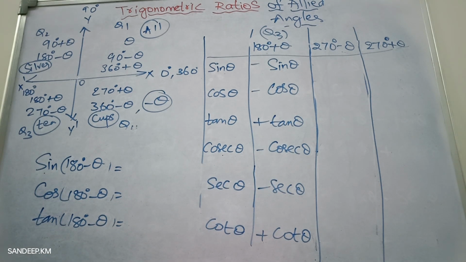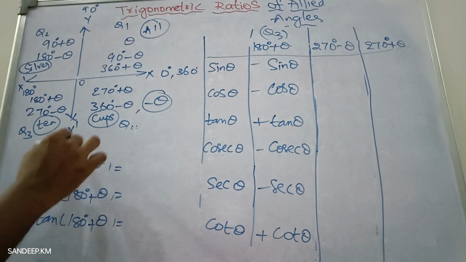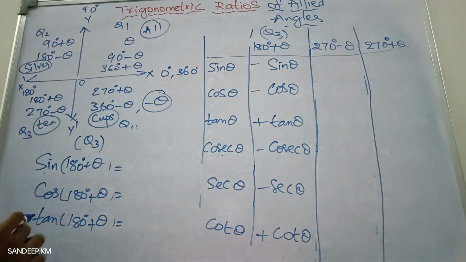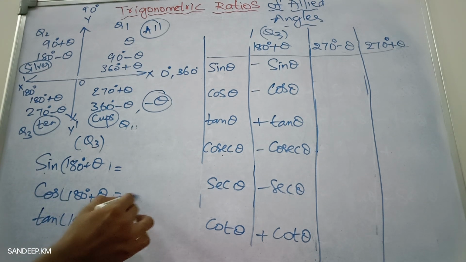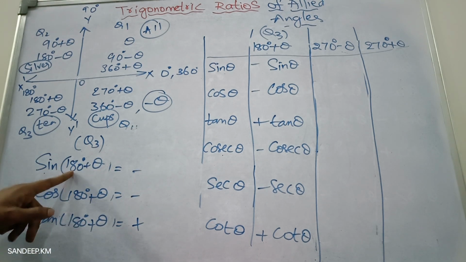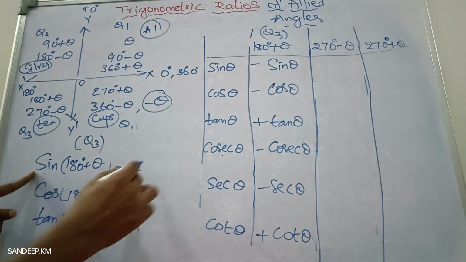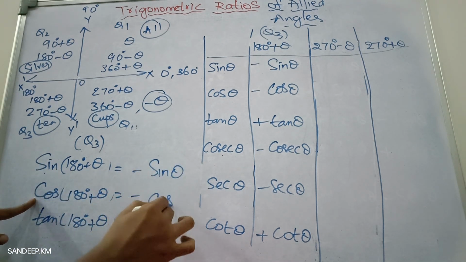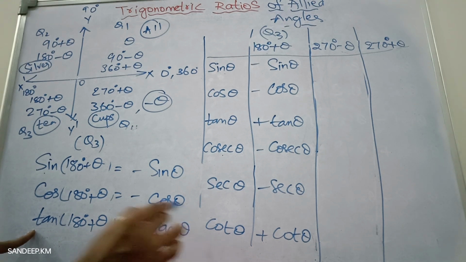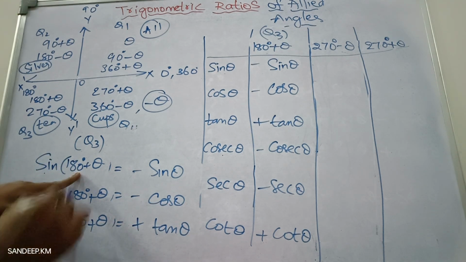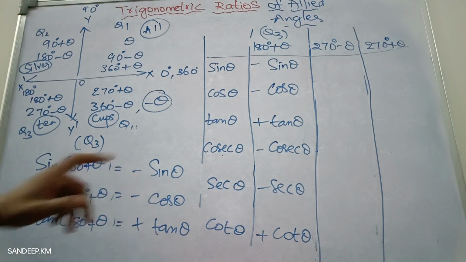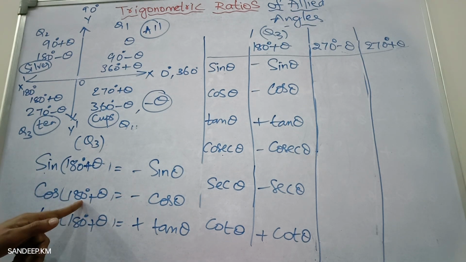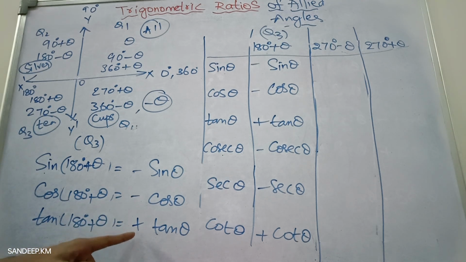How do we understand this? 180 plus theta is an angle in the third quadrant. In the third quadrant only tan is positive here. The remaining are negative. 180 is an even multiple of 90, so sin remains sin, cos remains cos, tan remains tan. Therefore, dear students, sin of 180 plus theta is minus sin theta. Cos of 180 plus theta is minus cos theta. Tan of 180 plus theta is plus tan theta.